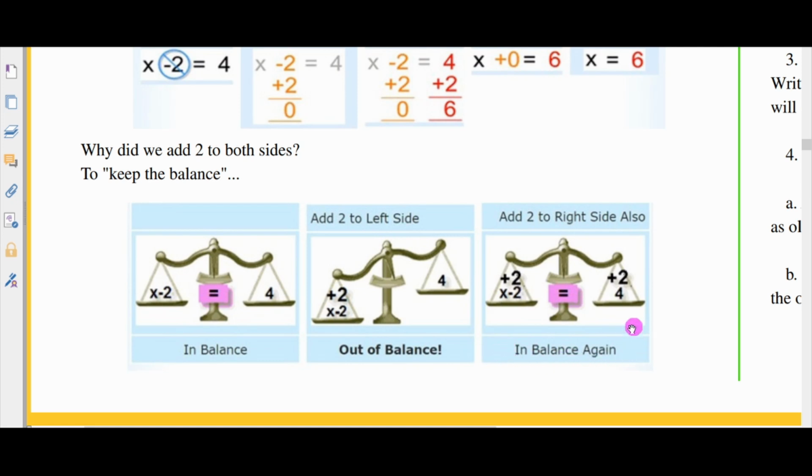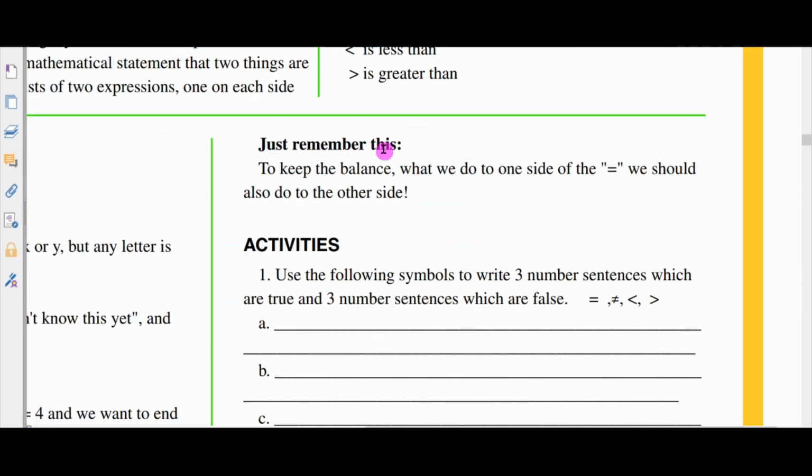So anything that is done to the left hand side of an equation must be done to the right hand side of the equation to maintain balance. Just remember this. To keep the balance, what you do to one side of the equal sign, we should also do to the other side.